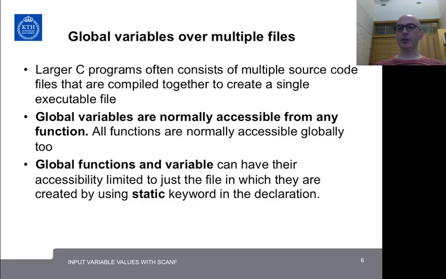Large C programs often have multiple source code files that are compiled together to create a single executable file. Global variables are normally accessible from any file. All functions are normally accessible globally too. Global functions and variables can have their accessibility limited to just the file in which they are created by using the static keyword in the declaration.